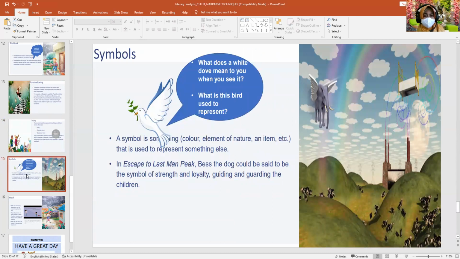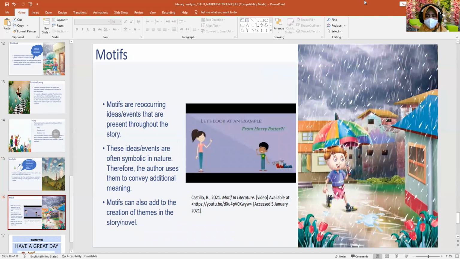And next, symbols. What does a white dove mean to you when you see it? Or what is the bat used to represent? Well, a symbol can be a color, an element of nature, an item, etc., that is used to represent something else. Okay, let's say elephant. What is the symbol of it? Okay, that's the symbols.